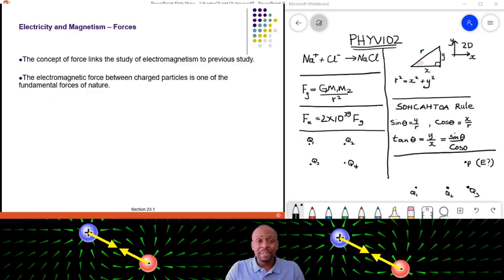Now, the concept of force links the study of electromagnetism to previous studies, as you will see when you compare the electric force with the gravitational force. The electromagnetic force between charged particles is one of the fundamental forces of nature. For example, you have already studied one of the fundamental forces of nature, which is nothing else but the gravitational force. This is the force that we studied in your first semester.